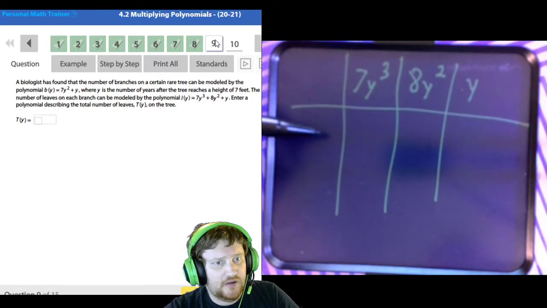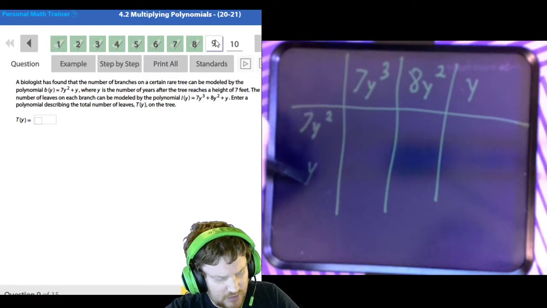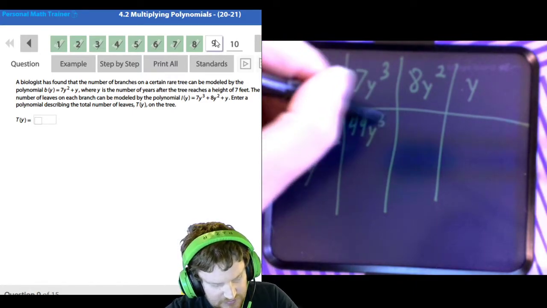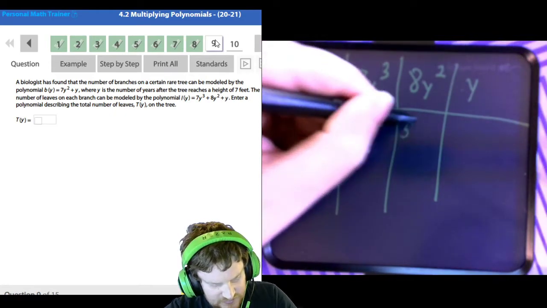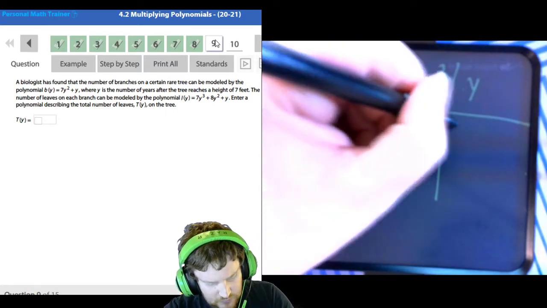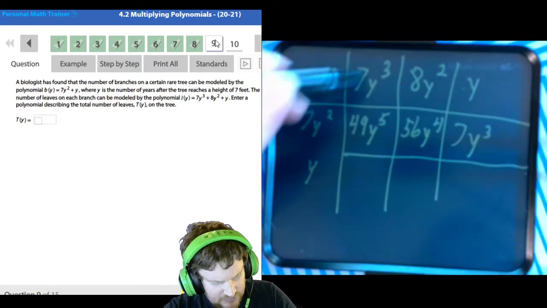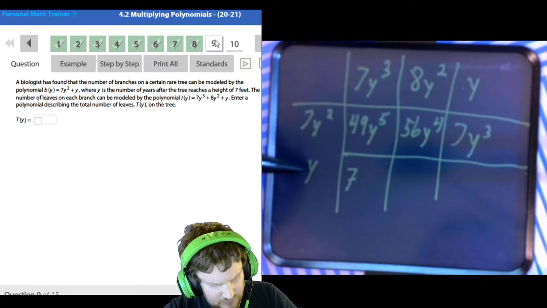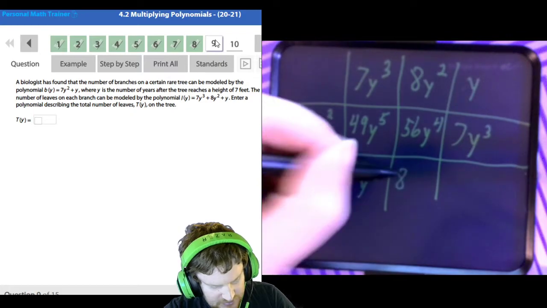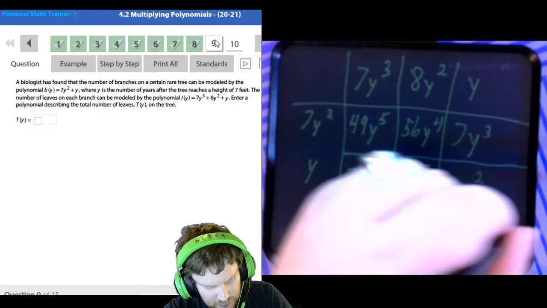I'm going to have 7y squared and y. 7 times 7 is 49. Squared and cubed makes 5th. 7 times 8 is 56. Squared and squared becomes to the 4th. 7 times 1 is 7. Y squared and y becomes y to the 3rd. 7 times 1 is 7. Y and y cubed becomes y to the 4th. 1 times 8 is 8. Y and y squared becomes y to the 3rd. Y and y becomes y squared.